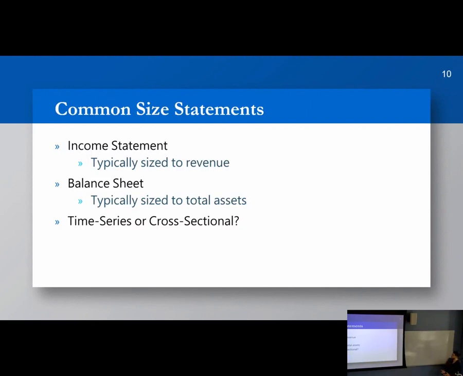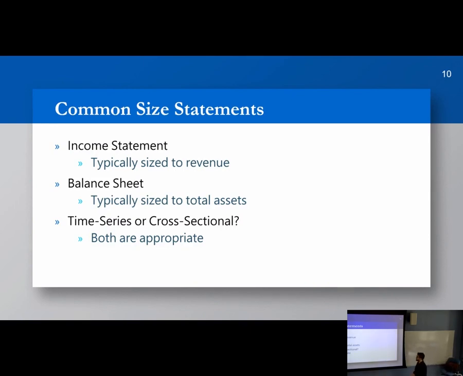Right, and when you're getting these common sizes, do you want to look at them as a time series or cross-sectional? Again, it depends. That's one of the things that's important to understand in this field: it's not necessarily that you have a correct answer. There are general methods that are appropriate for any analysis, but there are many ways to arrive at what would be an appropriate answer.